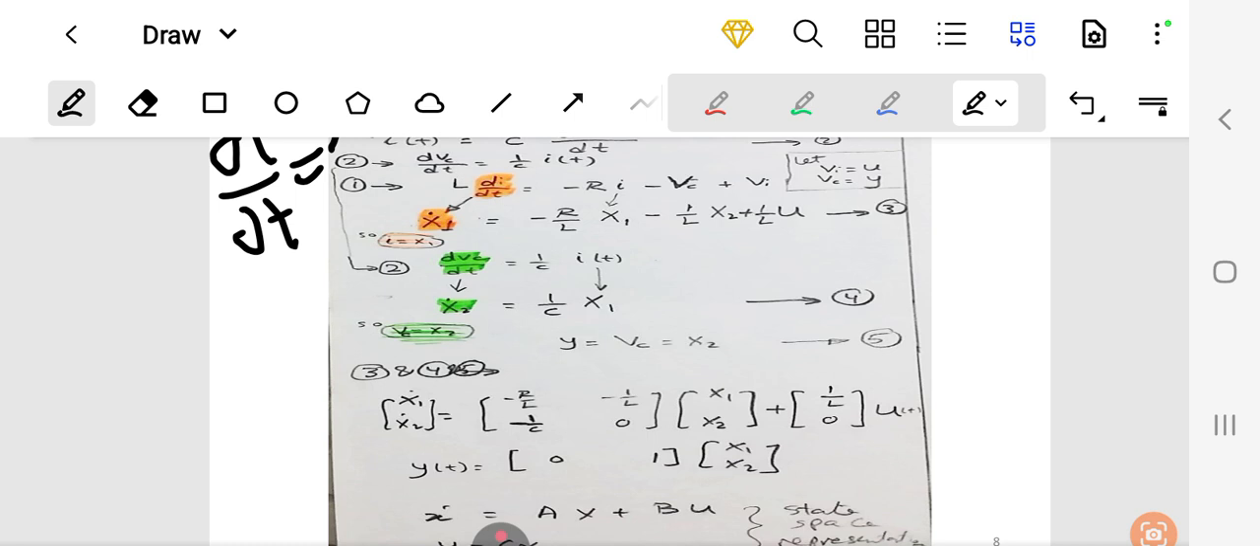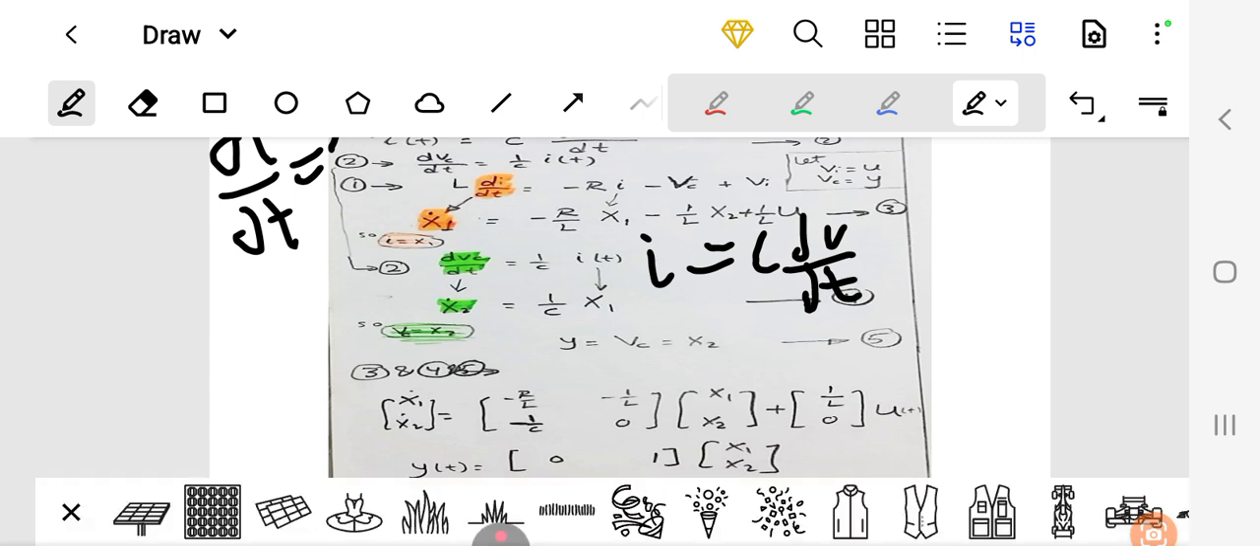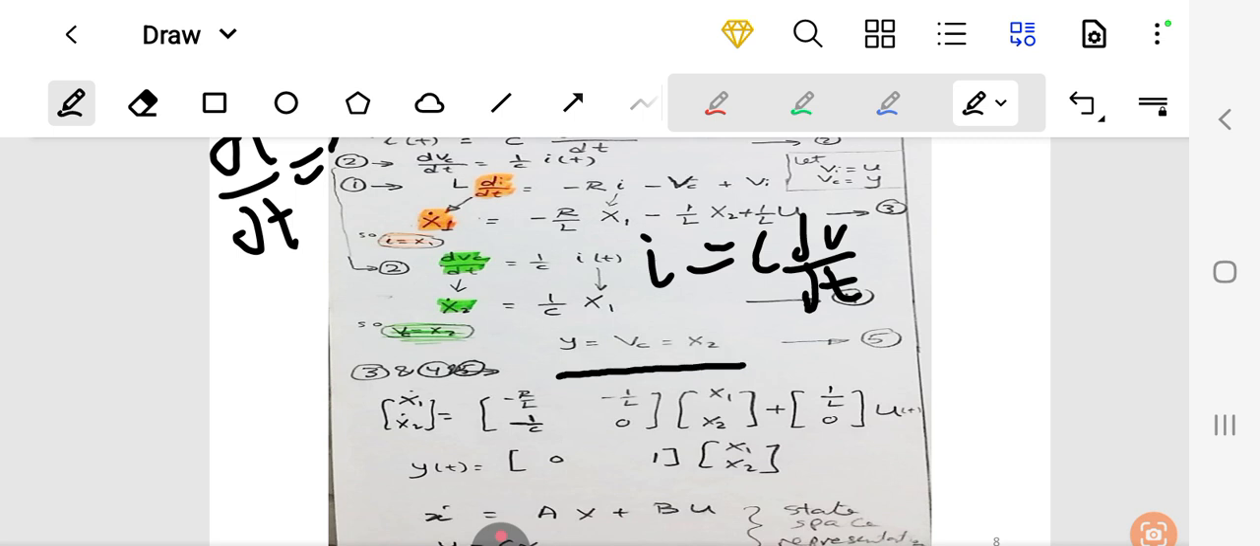For the current of the capacitor, dV by dt equals 1 over C times I, or I equals C dV by dt. Therefore, dV by dt equals 1 over C times I. I is the first state x1 and Vc is the second state x2, with derivative. Therefore, x2 dot equals 1 over C times x1. And the output y equals Vc, which is x2.